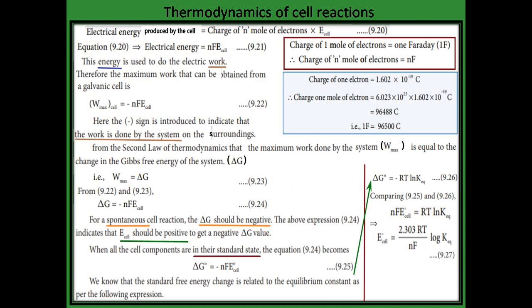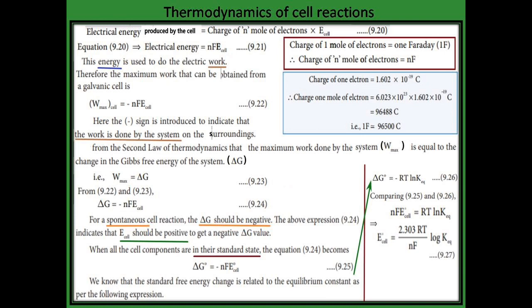Now this electrical energy we use for work. So the maximum work obtained from the galvanic cell is equal to minus nF E cell. Why are we putting the minus sign? Because the work is done by the system. Whenever the system does work, it loses some energy, so we indicate that by the minus sign.